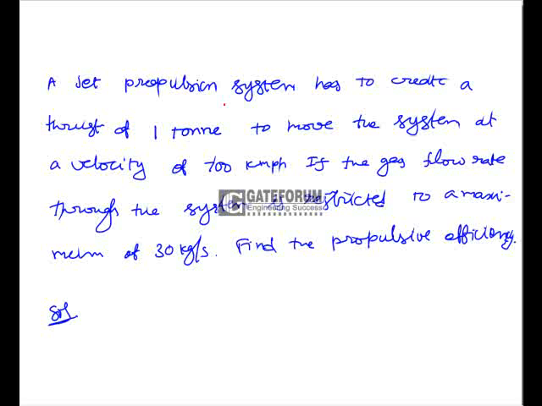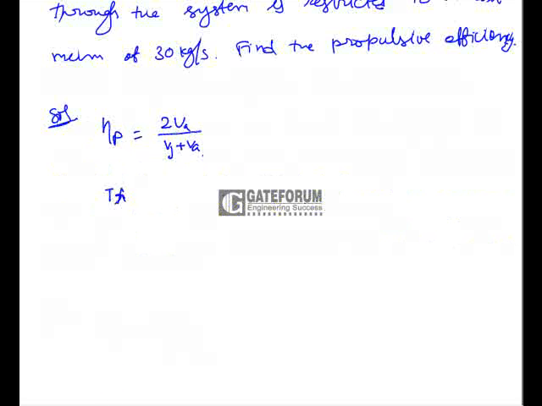A propulsion system has to create a thrust of 1 ton to move the system at a velocity of 700 km per hour. If the gas flow rate through the system is restricted to a maximum of 30 kg per second, find the propulsive efficiency. Here the propulsive efficiency is given by 2 Va by (Vj plus Va), where Va is the velocity of the vehicle and Vj is the velocity of the jet, and the thrust is given by (Vj minus Va) into mass flow rate.